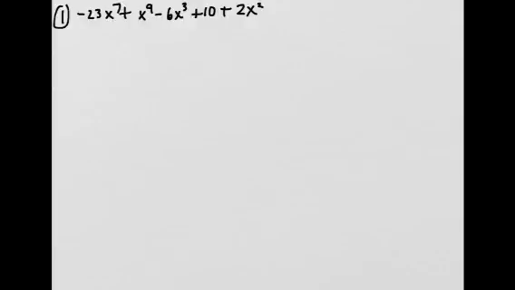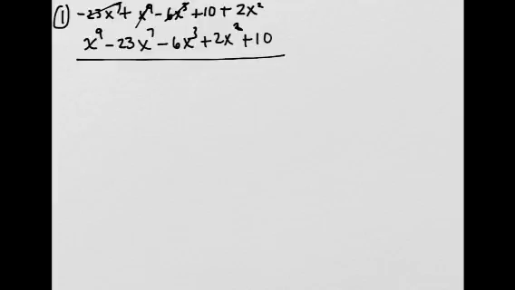Alright, for number 1, they want you to write this polynomial in standard form, identify the degree and leading coefficient. So we look for the highest degree. In this case it's the 9x to the 9th, so that one goes first. So we wrote that one down. Then negative 23x to the 7th, and then negative 6x cubed, then 2x squared, plus 10. So this is the polynomial in standard form.